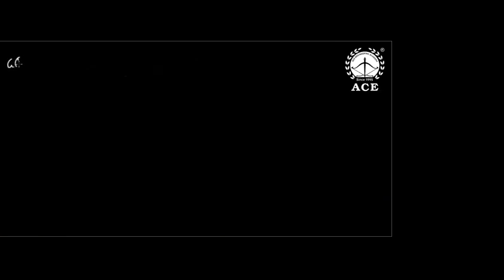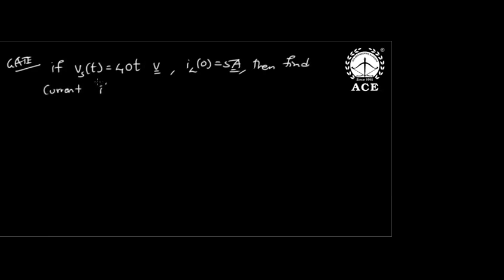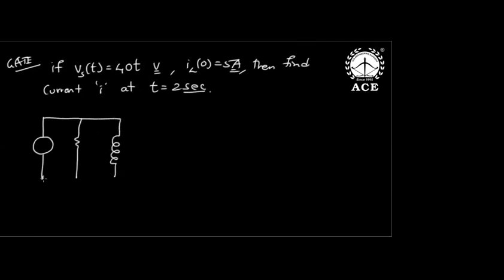So another GATE bit. Observe carefully. If Vs of t is 40t volts and IL of 0 is 5 amperes, then find the current I at t equal to 2 seconds.